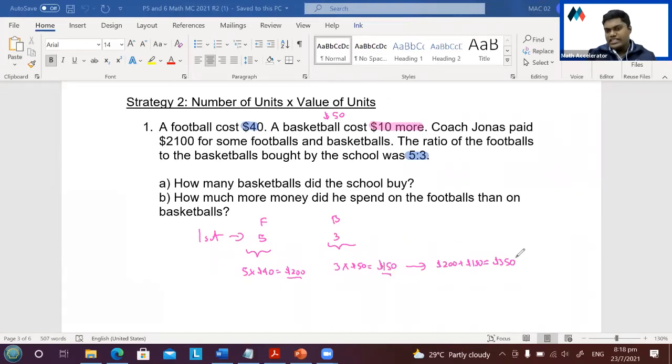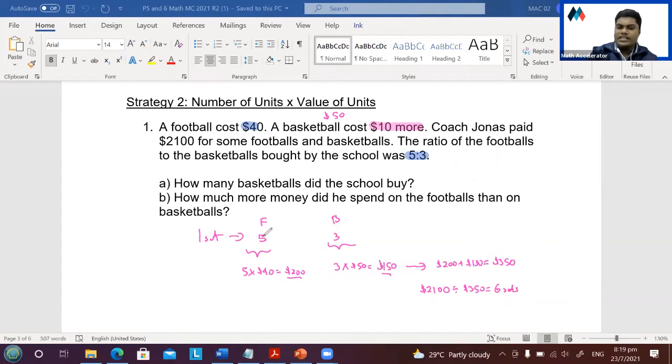So if one set costs $350 and Coach Jonas paid 2,100, right? So how many sets would that be? So you simply take 2,100, you divide by 350. So that equals to 6 sets.